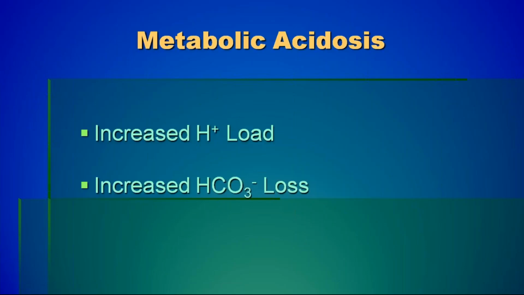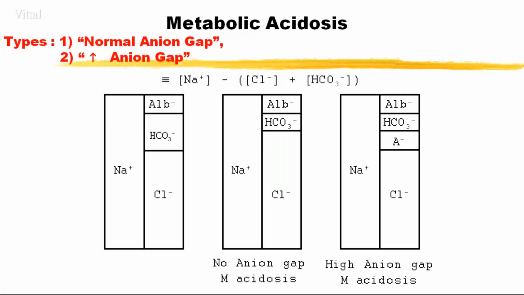Here, the hydrogen ion load, the acid load, is increased, or there is a fall in the bicarbonate. Either way, metabolic acids increase, or a fall in the bicarbonate, both lead to this. So all of you know this is the Gamblegram, they called it actually.